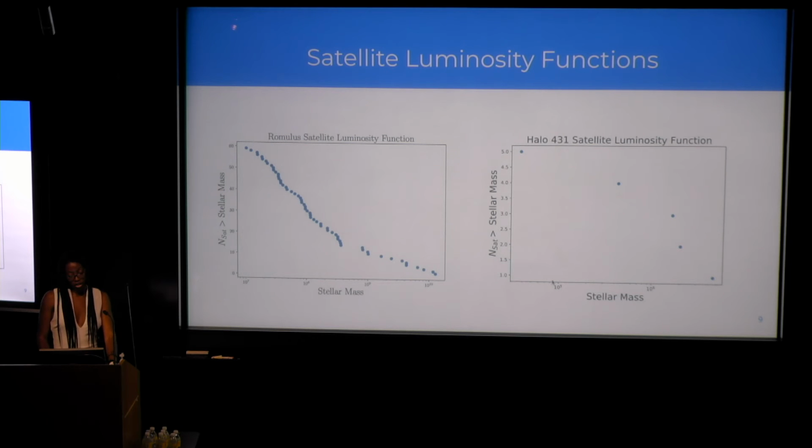And with our satellite luminosity function of HALO 431 that was imaged earlier, it's 10 to the 5th all the way up to maybe 10 to the 7th solar mass. So our zoom-in analogs are able to show that we're able to pick up smaller satellites and smaller distributions that Romulus would not be able to tell us.